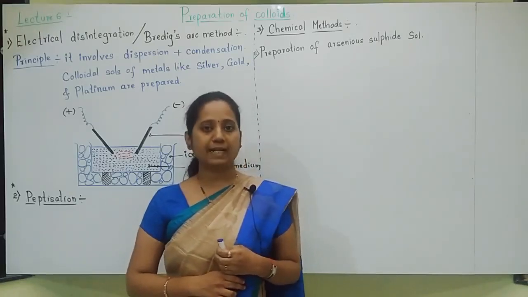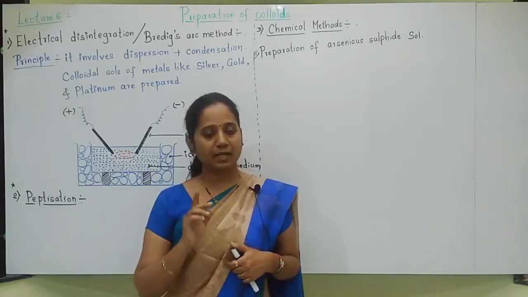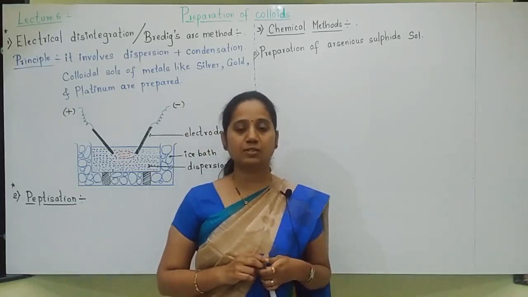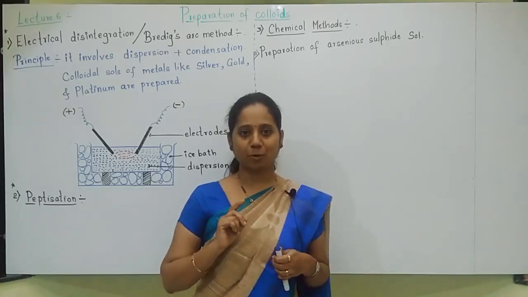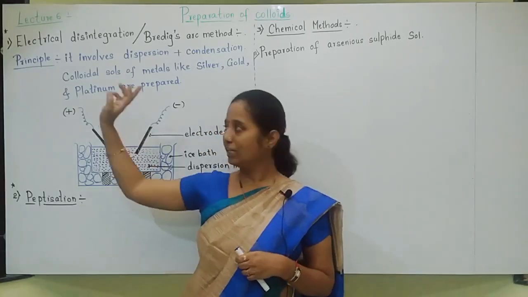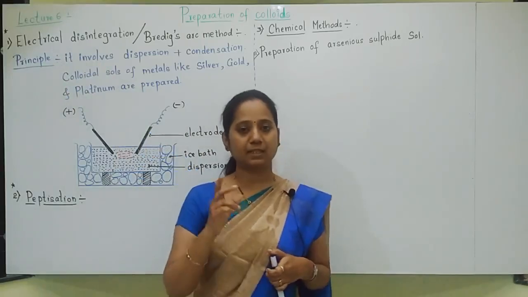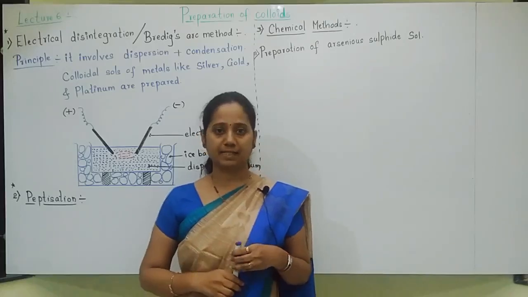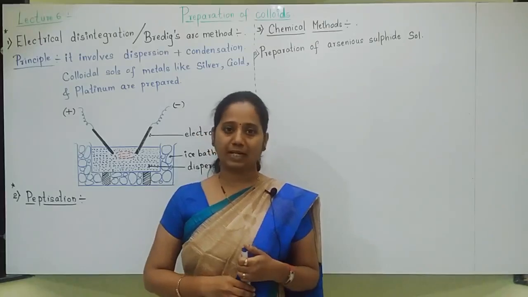For preparation of colloids, three ways are there. First and the most important method is the electrical disintegration method, which is also called Bredig's arc method. The most important method. Second method is peptization. Here I have highlighted the electrical disintegration method or Bredig's arc method, the most important one. Second is the peptization method, and third, chemical methods are there. So let us see the preparation of colloids one by one.